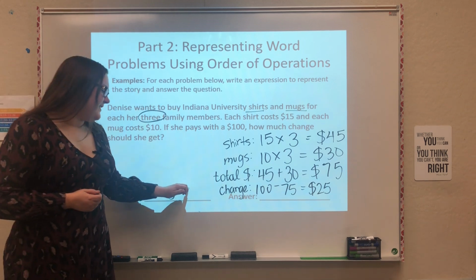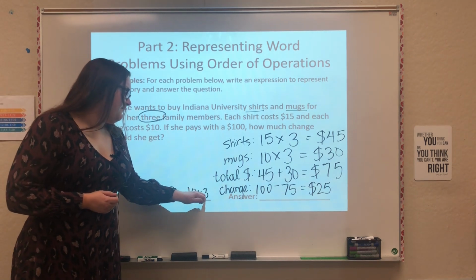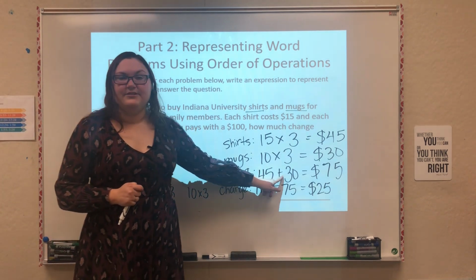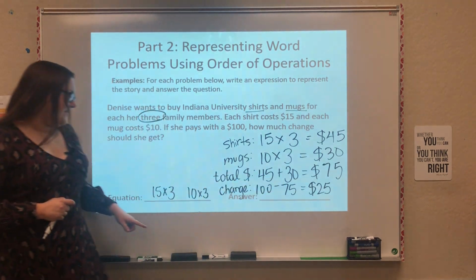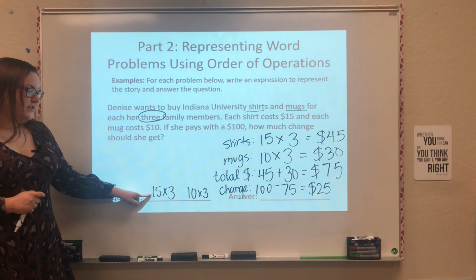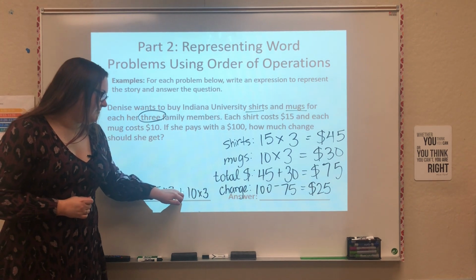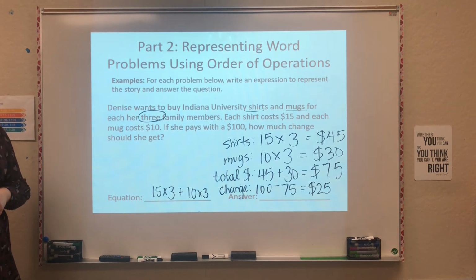She had to figure out the cost of mugs. And then once I had both of those, I added those two things together. So right now I've got this is the cost of shirts, this is the cost of mugs, and I want to add them together like that.